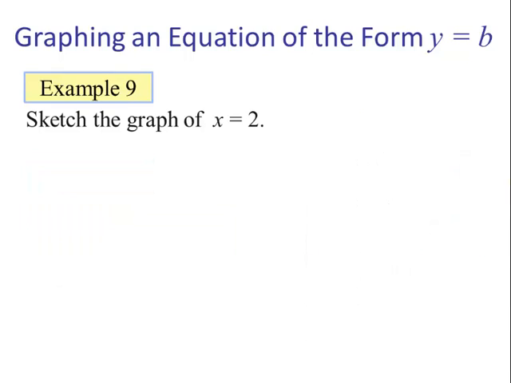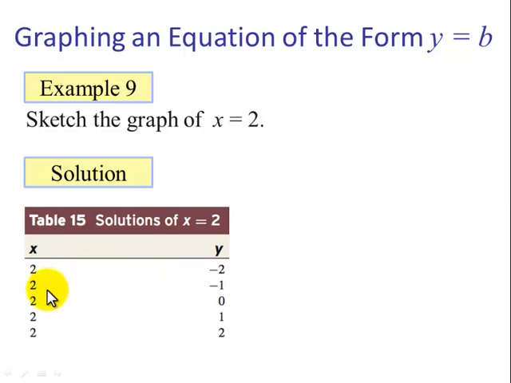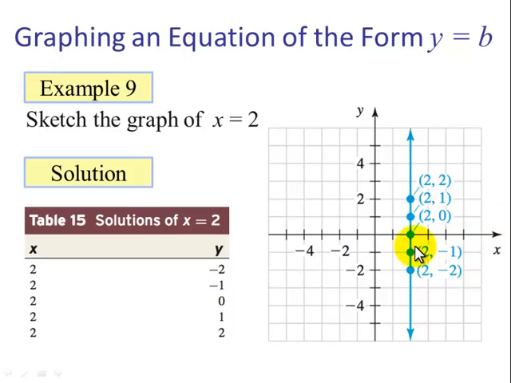Let's do another example. Sketch the graph of x equals 2. So for this one, x will stay a constant number, 2, and we're going to have different values of y. And if we plot these points, we see that x is a 2, but the value of y changes. We connect our points with this line, and we see that this is a vertical line. Now it turns out when we talk about slope, the slope of any vertical line is what we call undefined. And we'll discuss this in future videos.